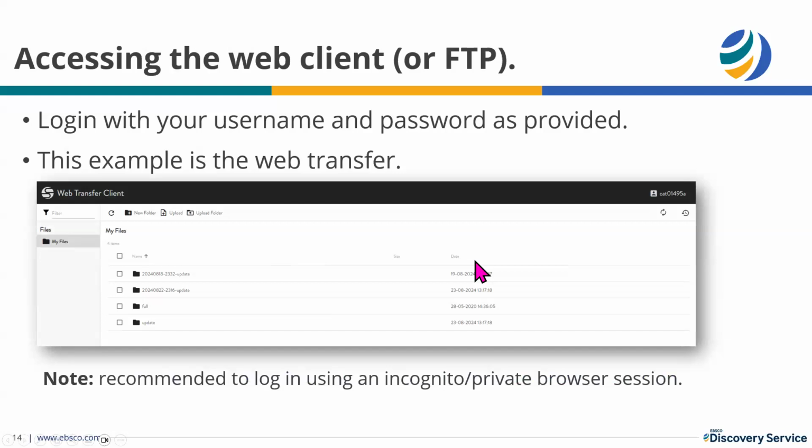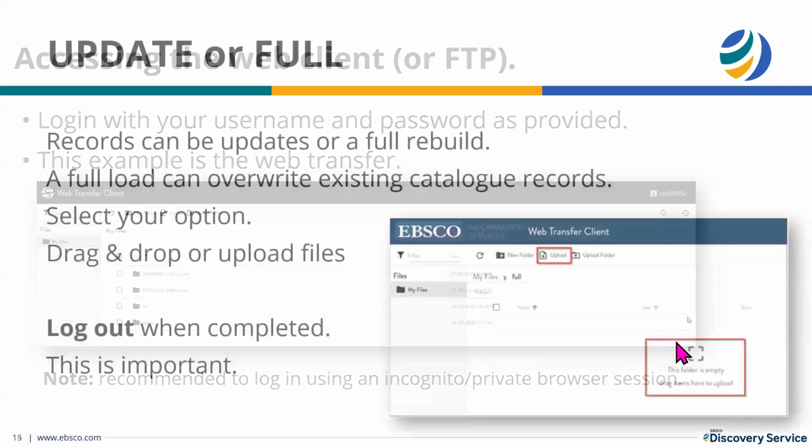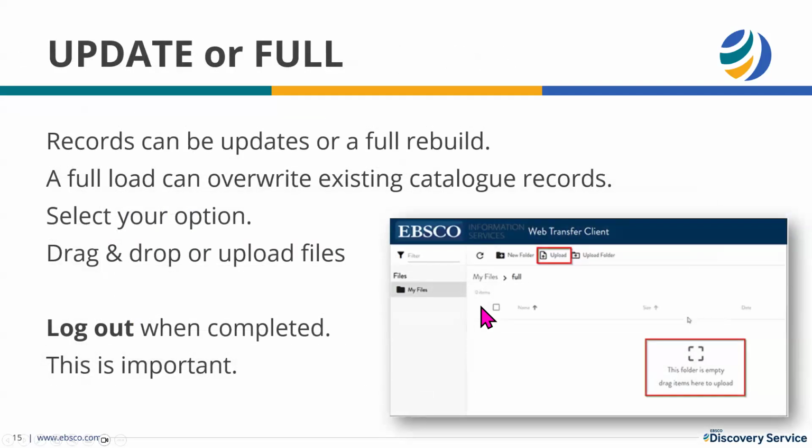So I've just got some screenshots in case you're interested to see how this might work, in case you're new to updating your catalog records in EDS. This is an example of the web client. So you would basically log in with that username and password. We would provide you with the URL for this web transfer client as well. This is what the web client transfer would look like. And you'll see over to the right, I have a catalog ID. So that's usually the catalog code. We also recommend, if using this, that you log in using an incognito or a private browsing session. When you come to the next option, you'll have your ability to either upload your files as a full rebuild or an update. Generally, it's an update unless a full rebuild is required.